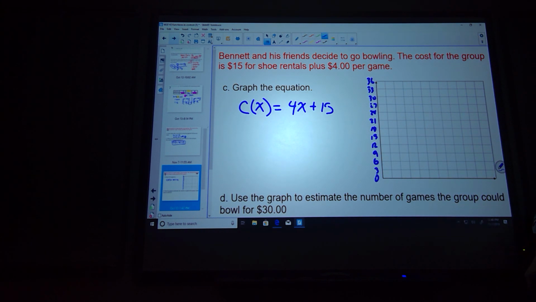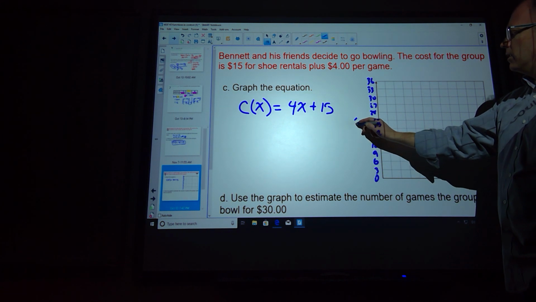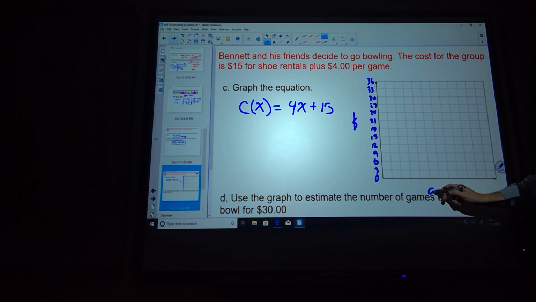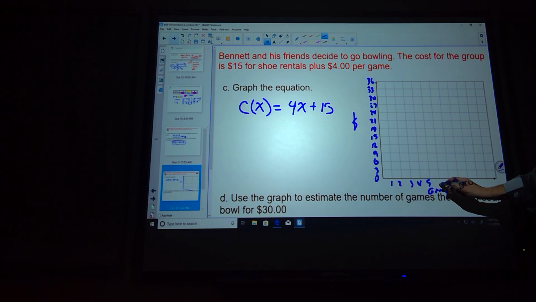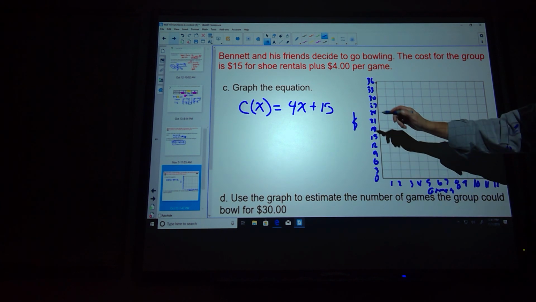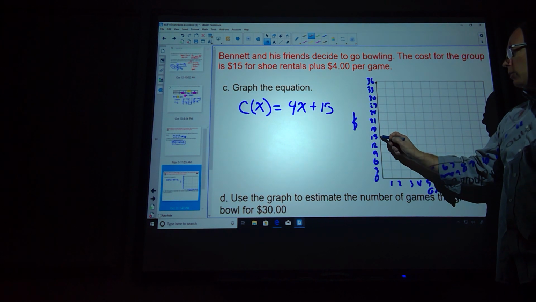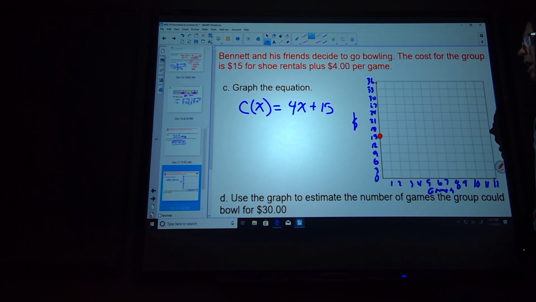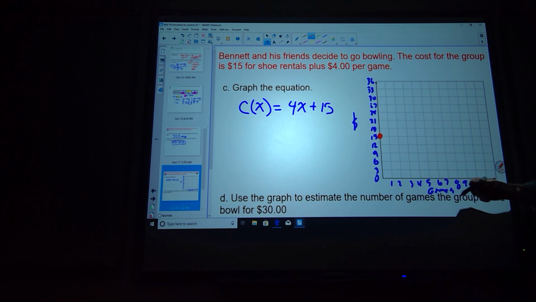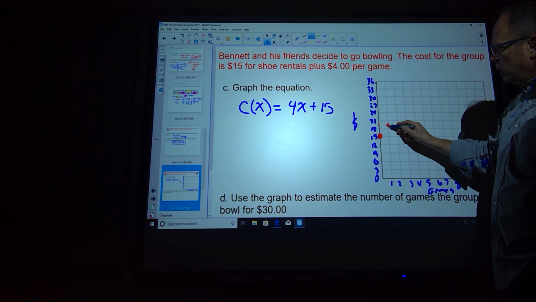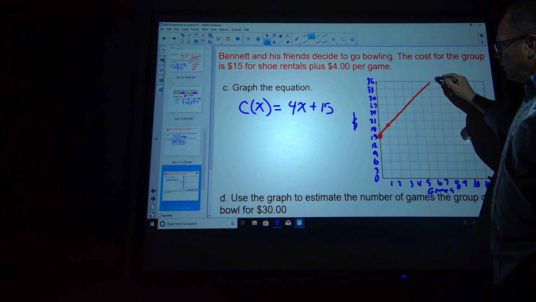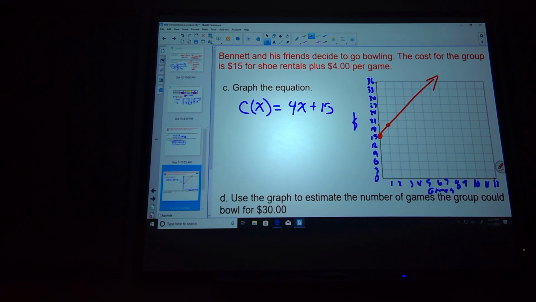So this is the price, and these are the games. So 1 game, 2 games, 3, 4, 5, 6, 7, 8, 9, 10, 11, all the way up to 12 games of bowling. All right, what's my y-intercept got to be on this problem? 15, so we're right here. How much does it cost me per game? $4. So I'm going to go up 4. From here to here is 3, so I'm going to go up a little bit more, and then right 1. So there's our equation.